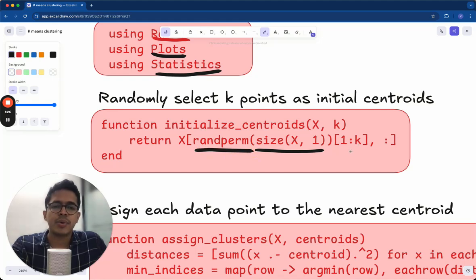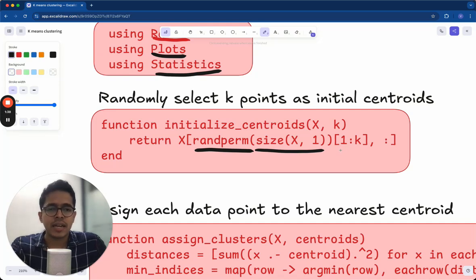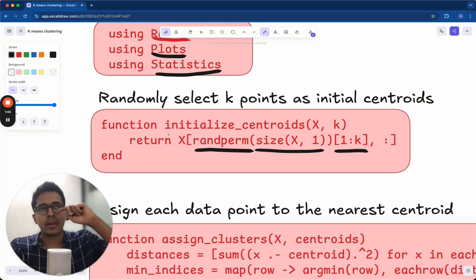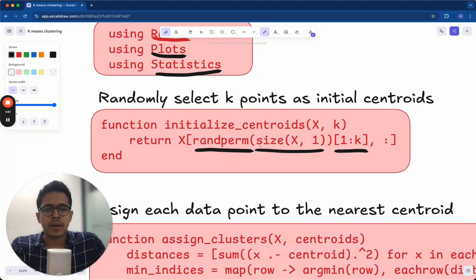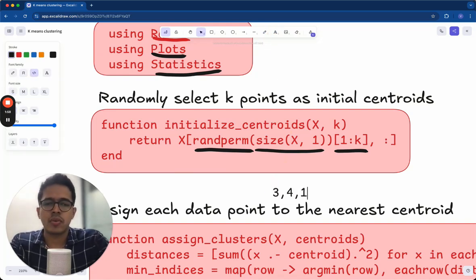Then you are randomly shuffling it, a random permutation. Let's say you have 7 data points. This random permutation of size of x comma 1 means you will have a random set of numbers from 1 to 7 ordered in a random way. Then from that, you are selecting the first k numbers. So if k is 2, you are selecting the first 2 numbers. Let's say those 2 numbers are 4 and 3. Let me type here, 3, 4, 1, 2, 7, 6, 5, something like this.